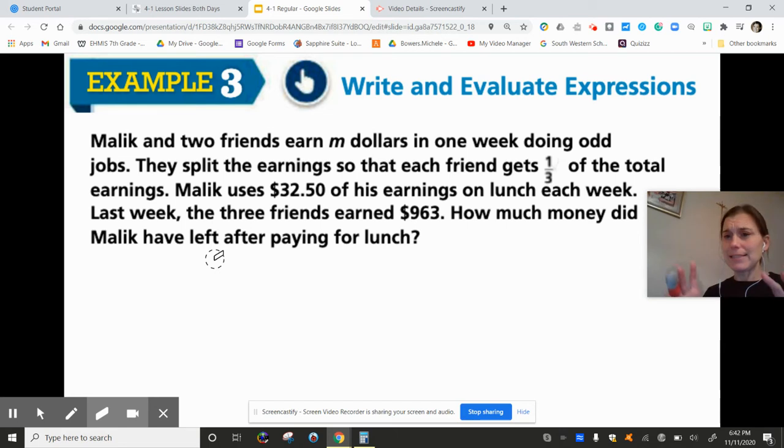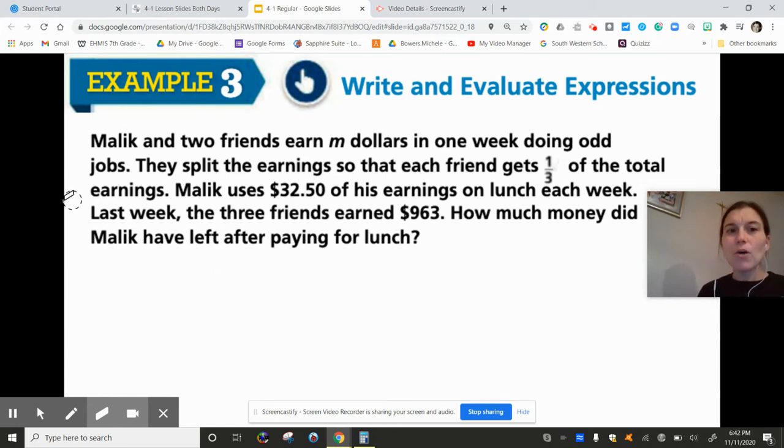So let's pretend they make $300. Then each of them gets 1/3. Each of them would get $100. Let's say they made $24. And they're going to split it up so each of them gets 1/3. So 24, 1/3 of that would be 8, 8, and 8. So whatever money they make, each of them gets 1/3.